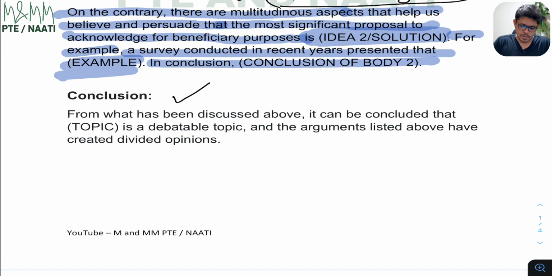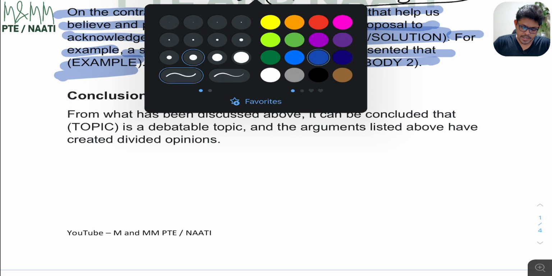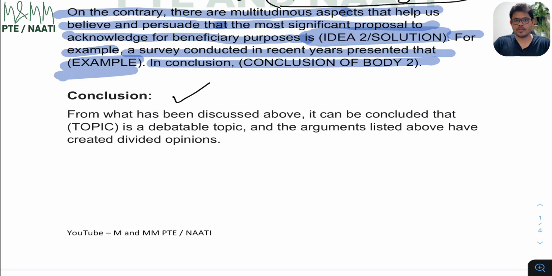Let's move on to the last part, which is conclusion. Now, whenever we discuss conclusion, it has to be straightforward, short, crisp, and no lengthy descriptions in the conclusion. Lengthy descriptions are always there in body 1 and body 2. Body 1 and body 2 is the place where you write down your idea, you write down an example, and you conclude it. Introduction and conclusion is not the place where you give a lot of description about your essay title.